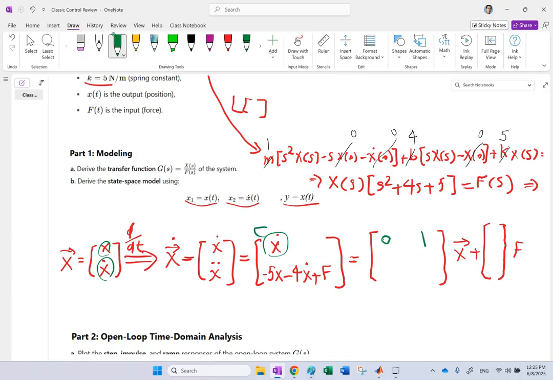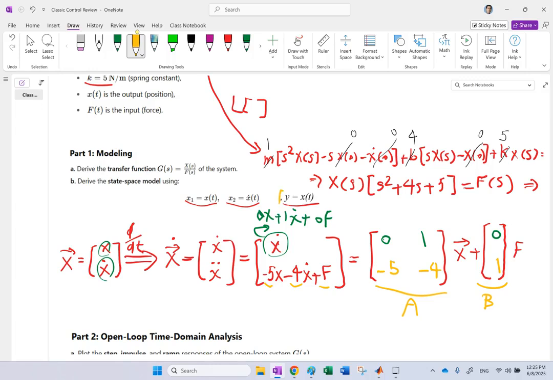So one way you can write it is like this: 0 times x plus 1 times x dot plus 0 times f. And those 0, 1, 0 are the things that are going to sit in the first row. Then the second row is this one. Again, look at the coefficients: negative 5, negative 4, and 1. So that is what you're going to do. And there we go. This is my A matrix. This is my B matrix. So I got A and B.